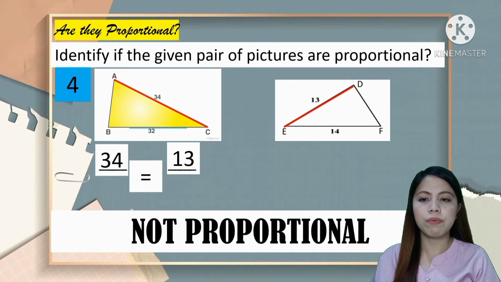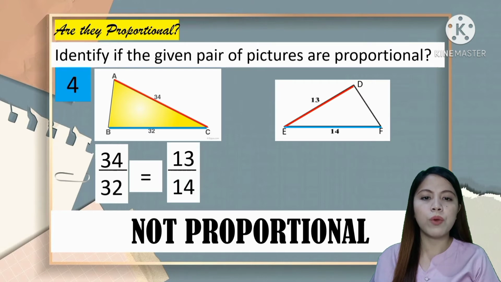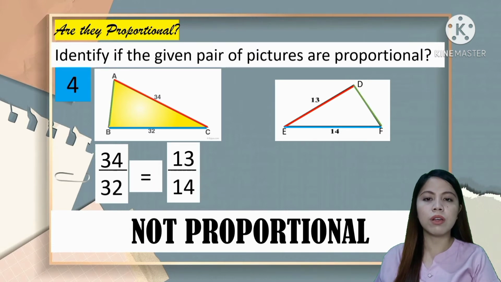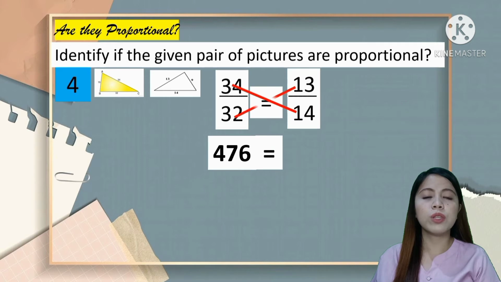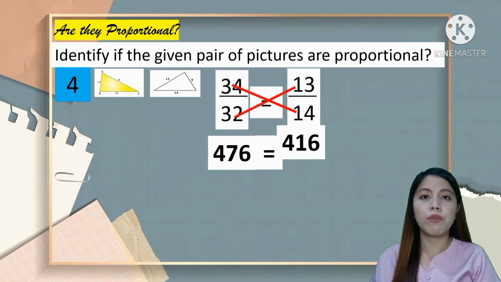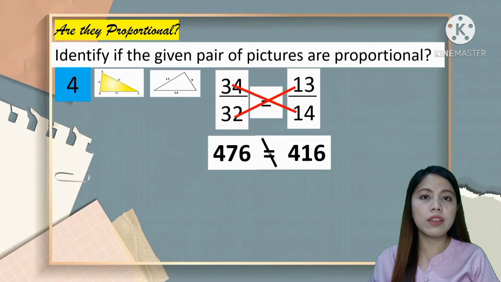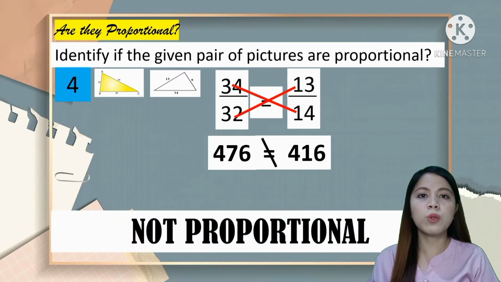Next, we have BC, which measures 32. And we have EF, which measures 14. Let us now prove that they are not proportional by using cross multiplication method. 34 times 14 is equal to 476, and 32 times 13 is 416. Since 476 is not equal to 416, the two triangles are not proportional.